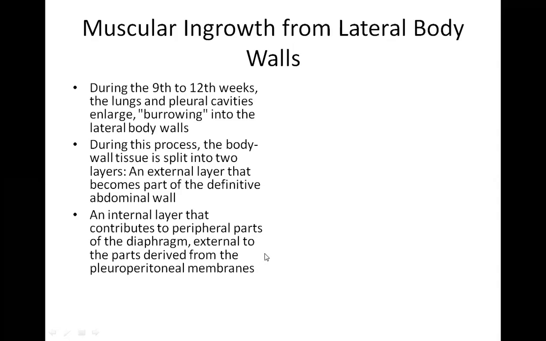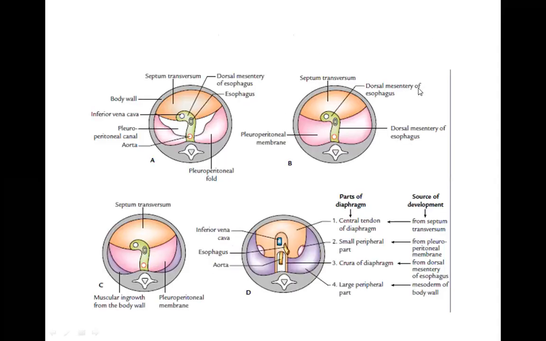So because the lung is expanding and compressing the body wall, it will split it into two layers: the external layer, which will form the definitive abdominal wall, and the internal layer, which will contribute to the peripheral parts of the diaphragm. So over here you can have a better look. This is the large peripheral part which is contributed by the body wall.